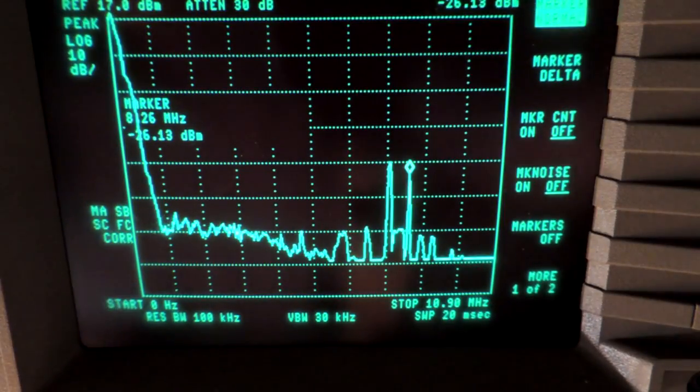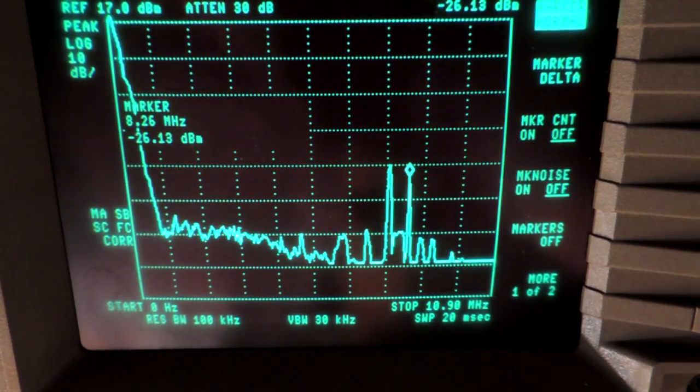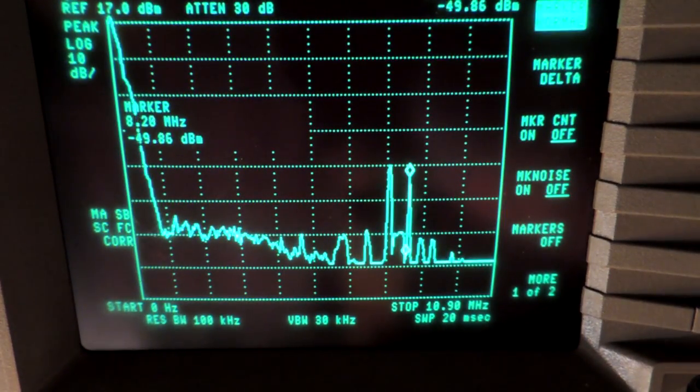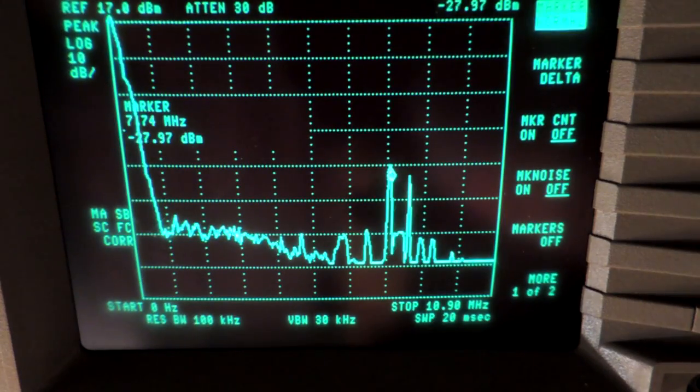I have my marker at 8 megahertz. No surprise that happens to be one of the frequencies the CPU is running at. You're getting a lot of leakage through from the digital section, and another peak at 7, another peak at probably 6 and 4.